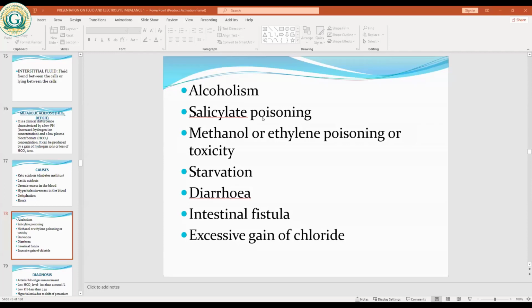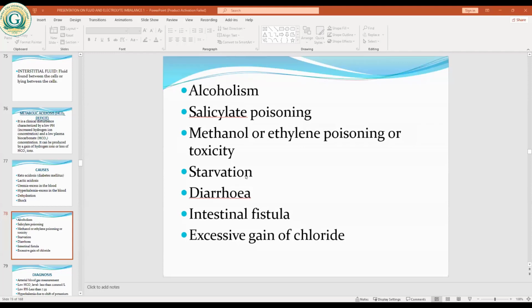Salicylate poisoning. Here you have salicylate as aspirin. Aspirin's name is acetyl salicylic acid. Once you take a lot of this drug, the body becomes metabolic acidotic. Methanol or ethylene glycol toxicity. Methanol itself is an acid, and once you take a lot of it, the body becomes acidotic.